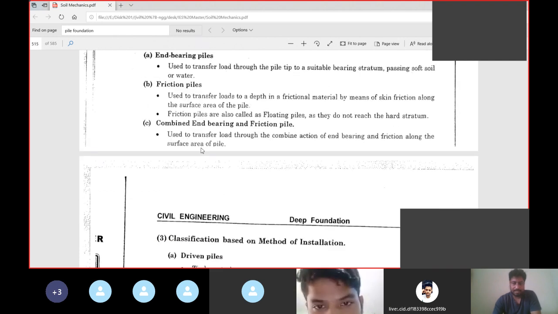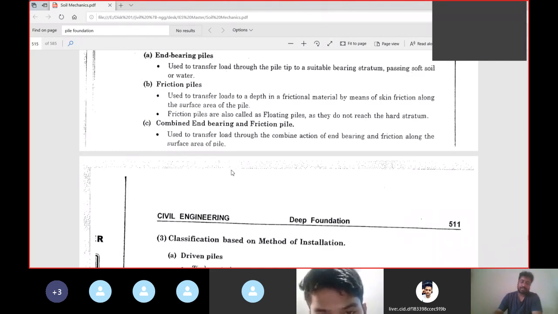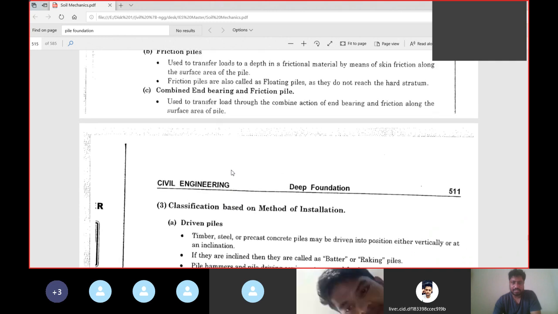Now, combined end bearing and friction pile. When I am saying combined end bearing and friction piles, it means the load transfer is through the end bearing effect as well as friction effect, right? In this case, the pile will get installed deep below the ground surface.